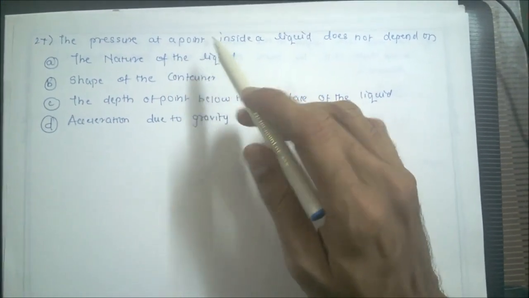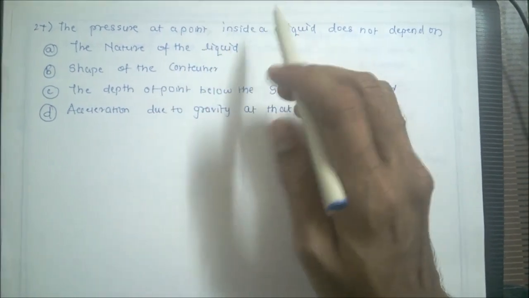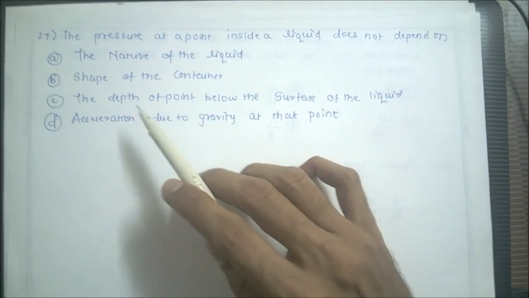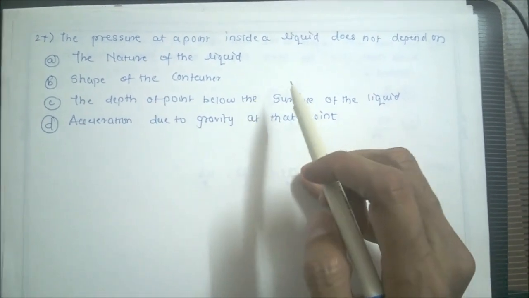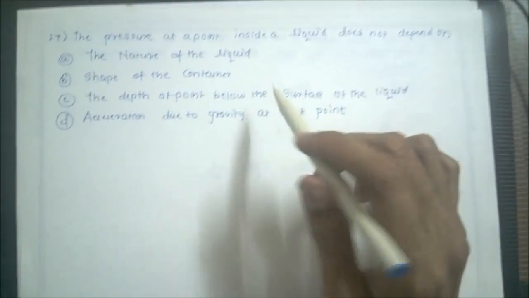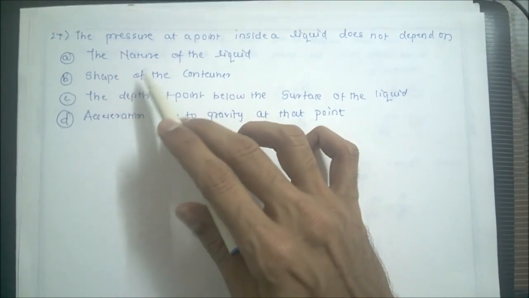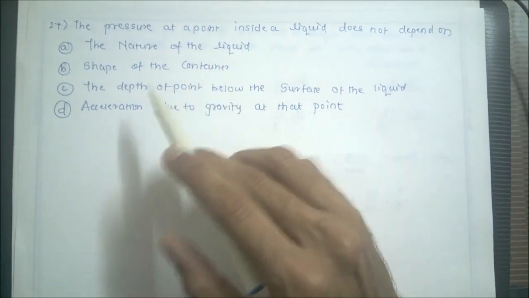So the pressure at a point inside a liquid depends on the acceleration due to gravity at that specific point. It also depends on the depth of the point below the surface of the liquid. The pressure goes on increasing at greater depths. Next, it also depends on what type of liquid it is, the nature of the liquid.